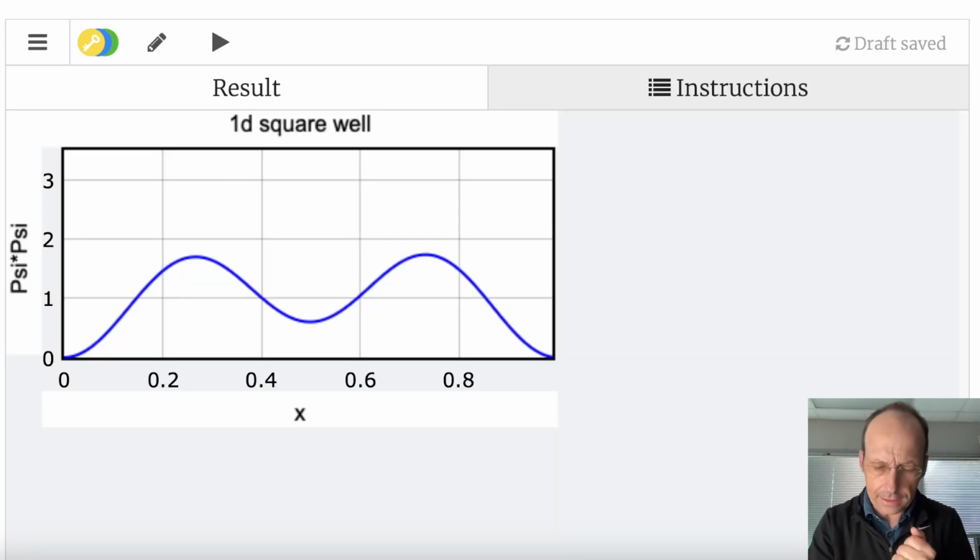Let's do some quantum mechanics here. One-dimensional, time-dependent quantum mechanics, infinite square well. I've already made this program. This is a superposition of two energy states.